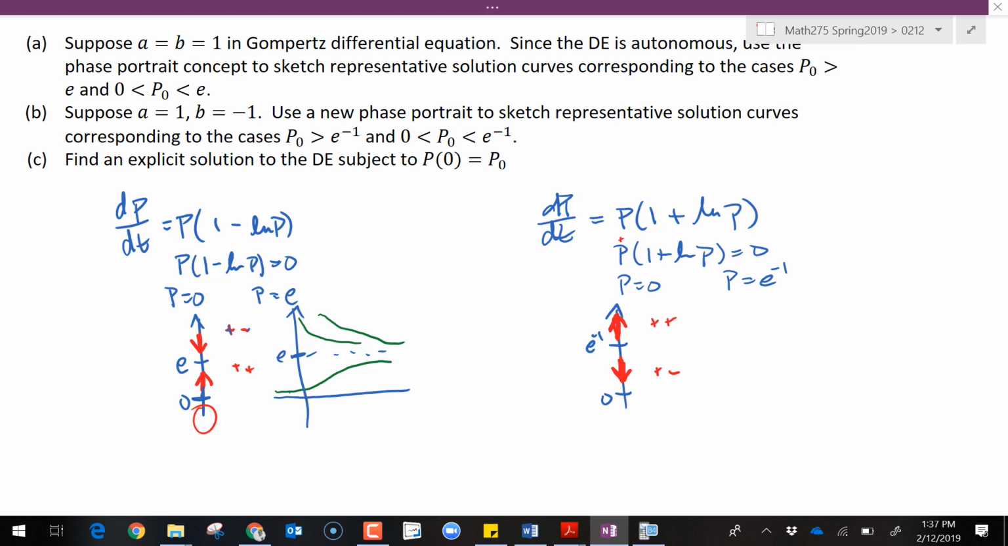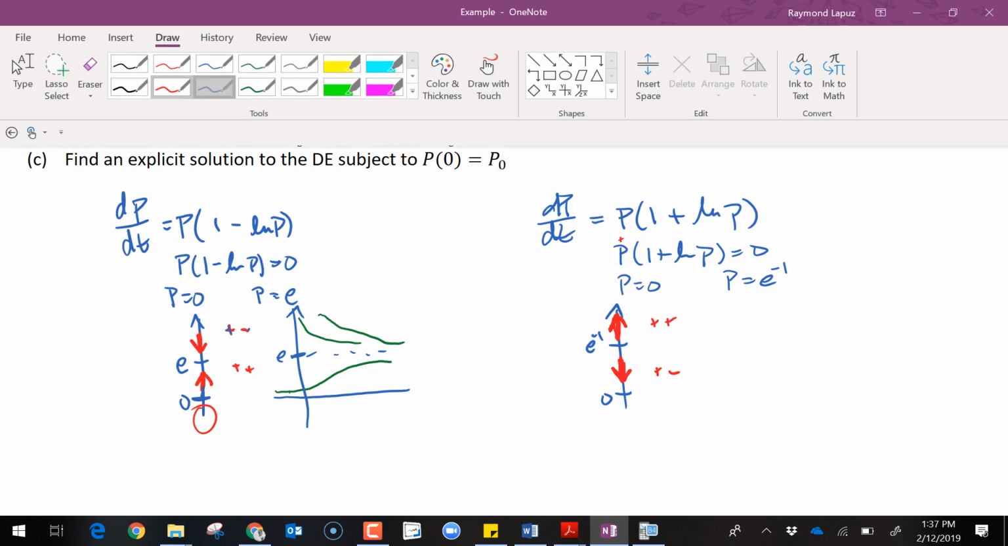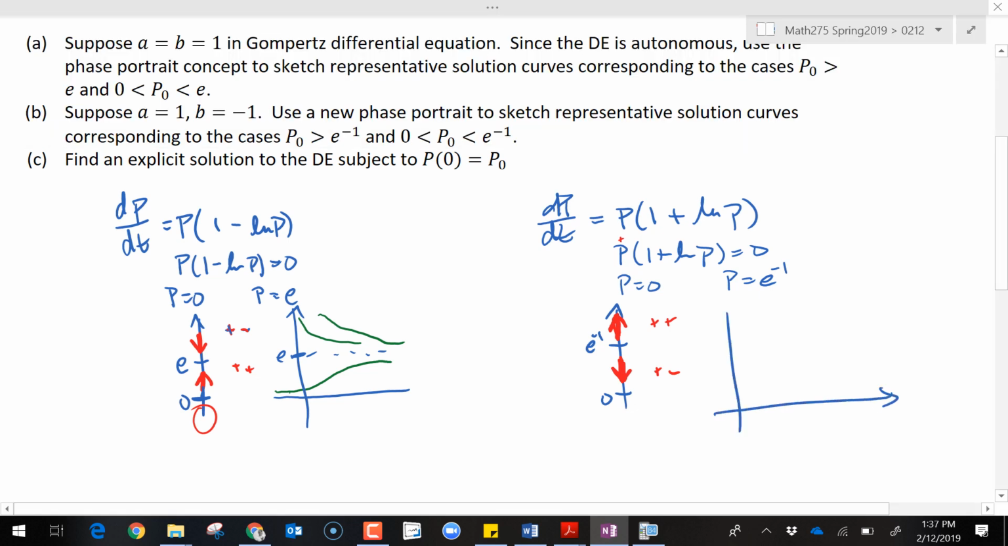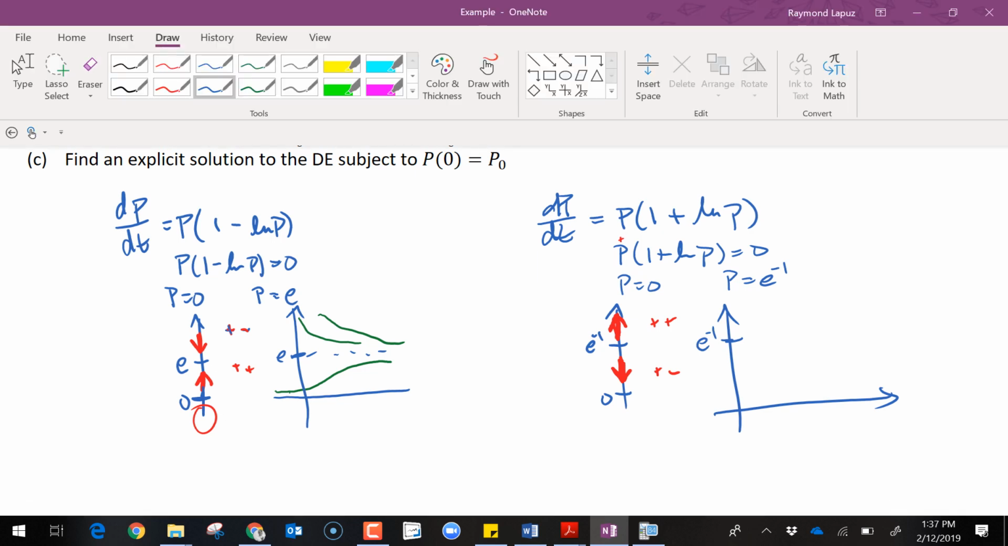So then your graphs would actually be going down.